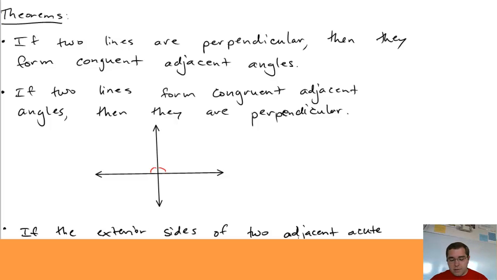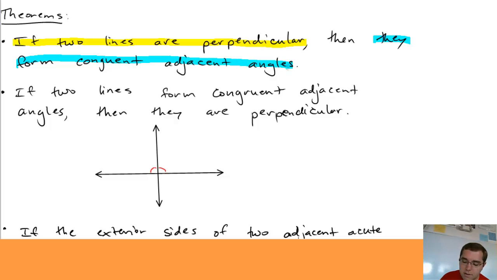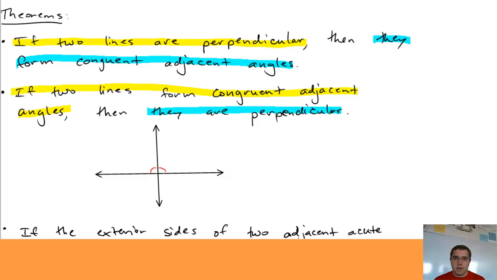The other one is the more interesting one. If two lines form congruent adjacent angles, then they are perpendicular. Notice that is in the opposite order of the first statement. In the first statement, our hypothesis is two lines being perpendicular, and our conclusion is they form congruent adjacent angles. In the second statement, our hypothesis is we have congruent adjacent angles, and our conclusion is those lines must be perpendicular.